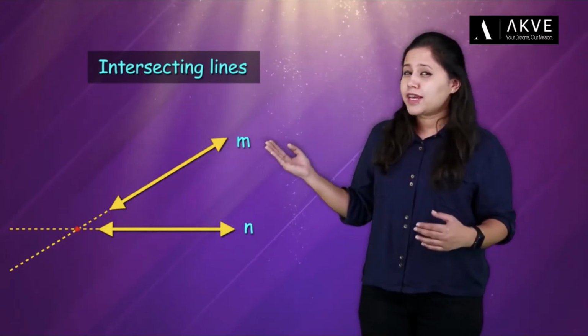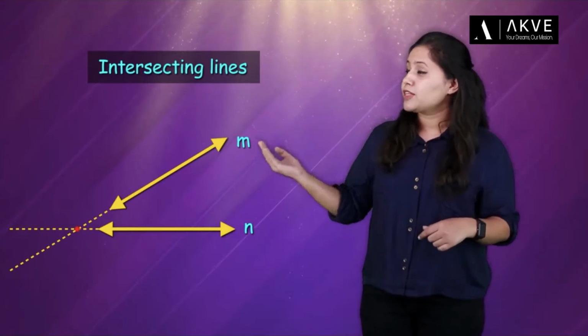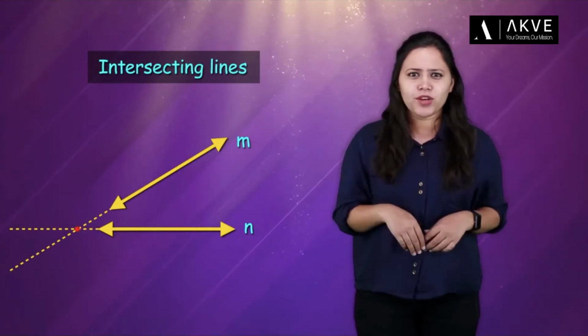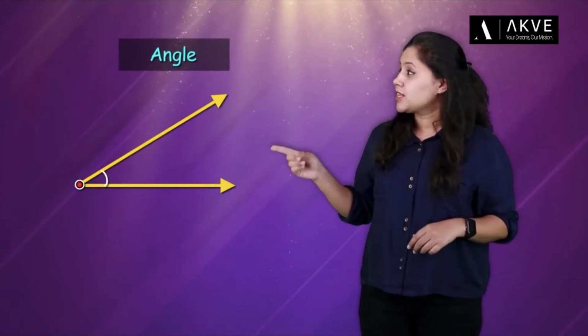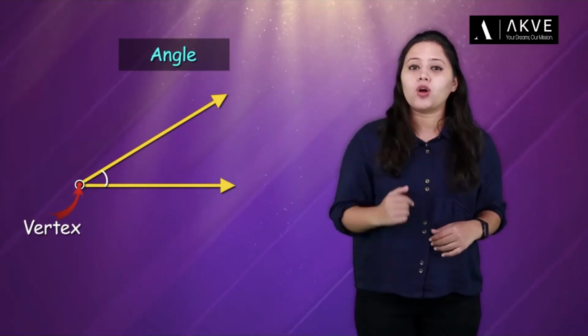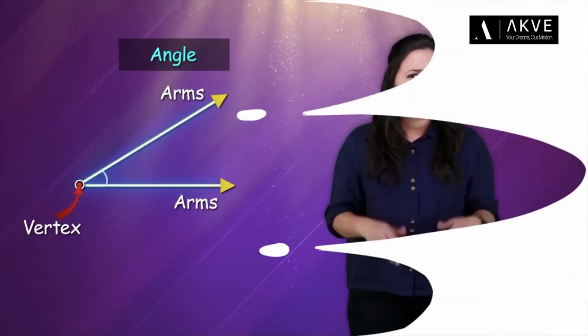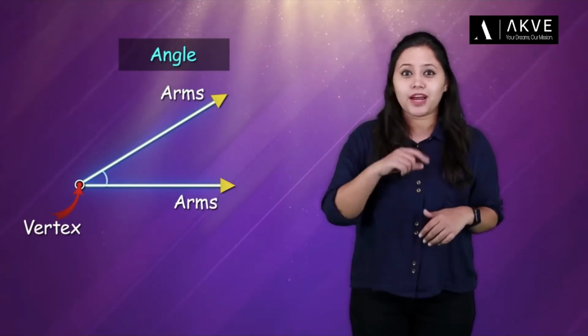Now, let's take these intersecting lines and truncate each of them at their meeting point. So what do we get? Two rays starting from the same point and forming an angle. This point is called the vertex and these two rays are called the arms of the angle. We have studied about different types of angles in our previous classes, right?